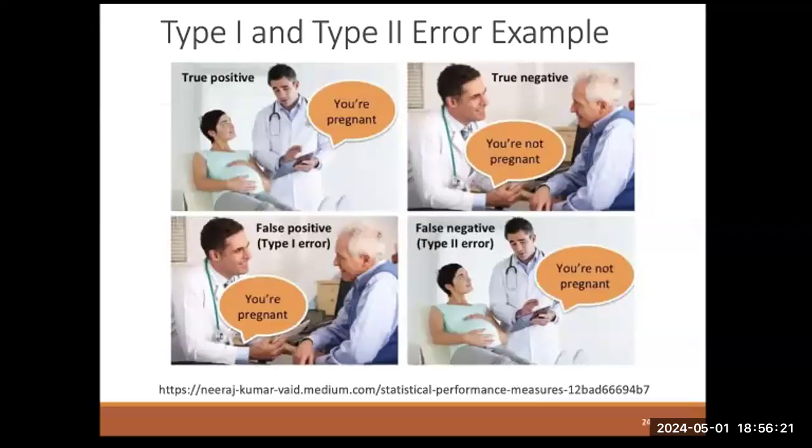That's a false negative. So a type 1 error is a false positive, meaning you think that there's a difference, but there really isn't. And then a type 2 error is a false negative, meaning you think there is no impact, but there really is.